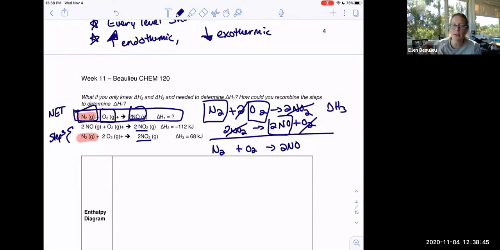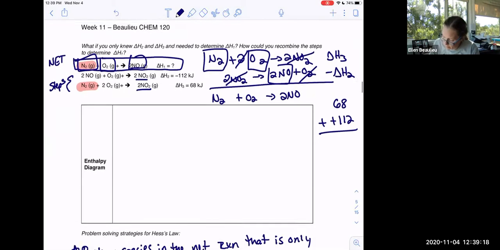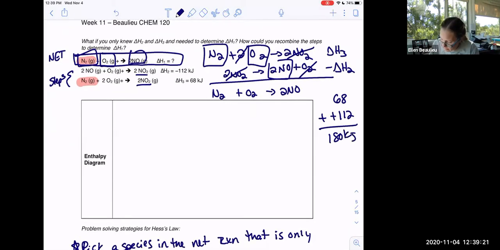What did I do to delta H2? In this process, I took this second step and I swapped it. I made the products be reactants. So in doing that, I need to have the opposite sign of delta H2. In other words, I'm going to take 68 and I'm going to subtract negative 112, which is the same thing as adding 112. And what do I get? 180 kilojoules. That would be my delta H1.